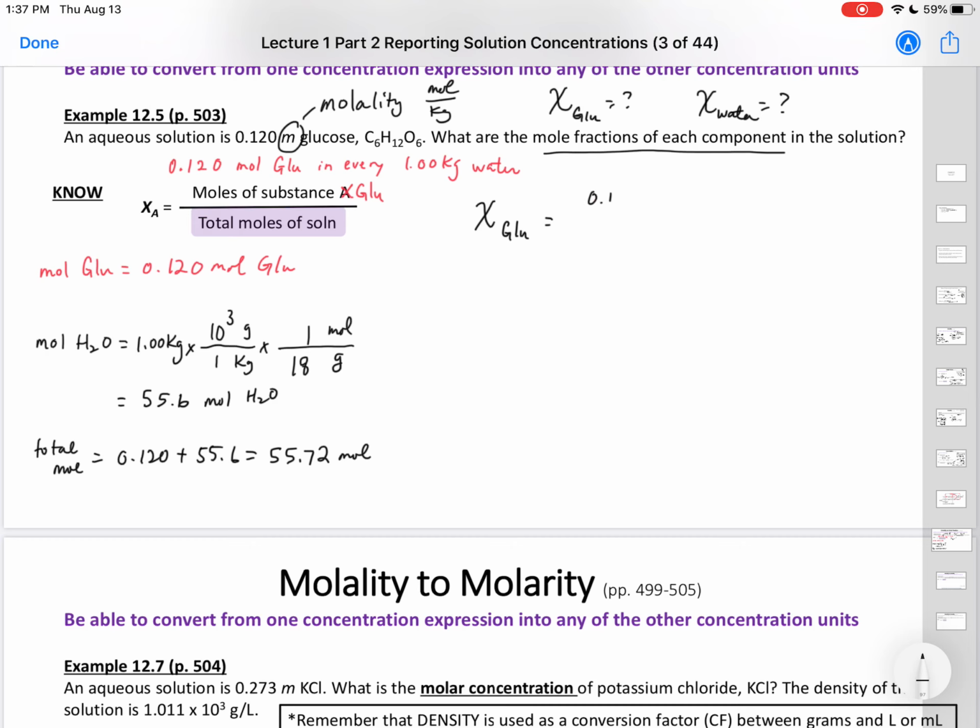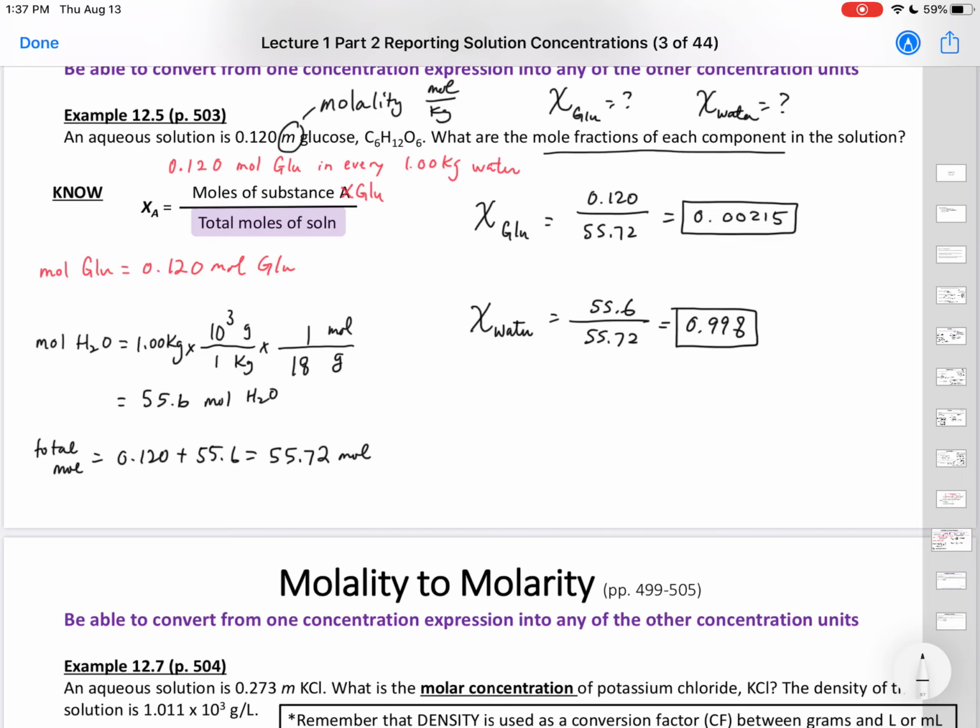Okay, so then you need to find the mole fraction of the glucose. This is the moles of the glucose, 0.120 divided by the total. This comes out to 0.00215. And again, mole fraction has no units. Mole fraction of the water is going to be equal to 55.6 divided by 55.72. This comes out to 0.998. Again, no units because it is mole fraction.